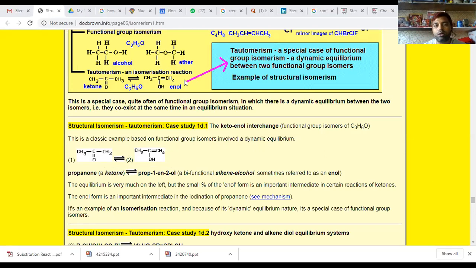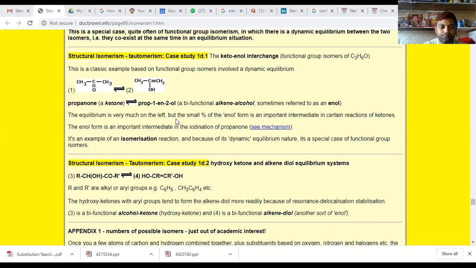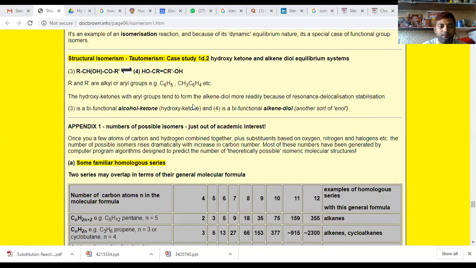So what is tautomer? It is a special case of functional group isomers or functional group isomerism, in which there is a dynamic equilibrium between two functional group isomers. Understood? We'll take a few more examples.